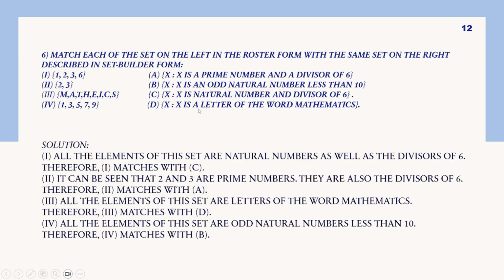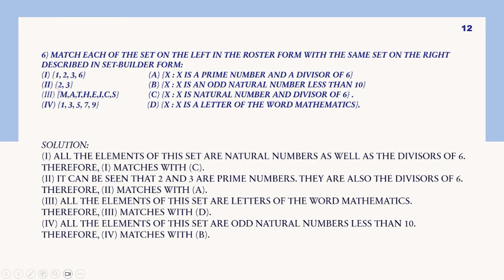Now let's discuss 1, 2, 3 and 6. 1, 2, 3 and 6 are the elements that are divisors of 6. Divisor of means that it should divide 6, or we can say factors of 6. If we write factors of 6, we write 1, 2, 3 and 6. So the option matching question 1 is C.